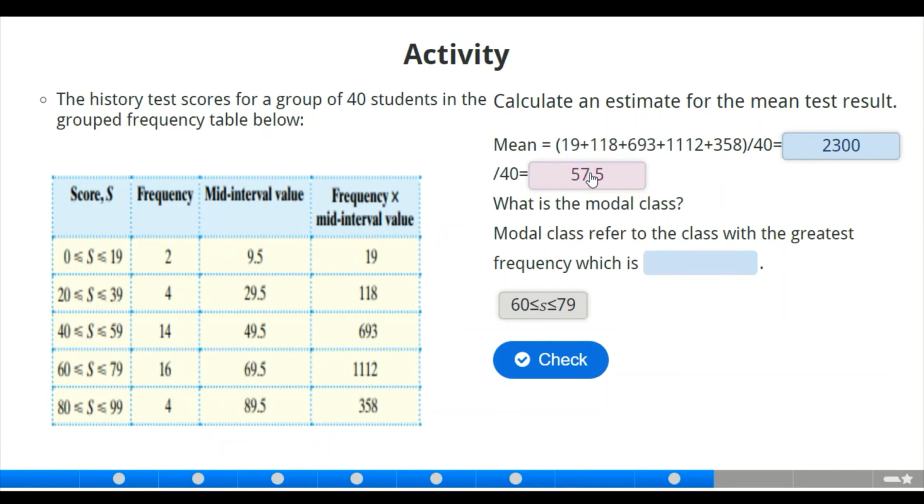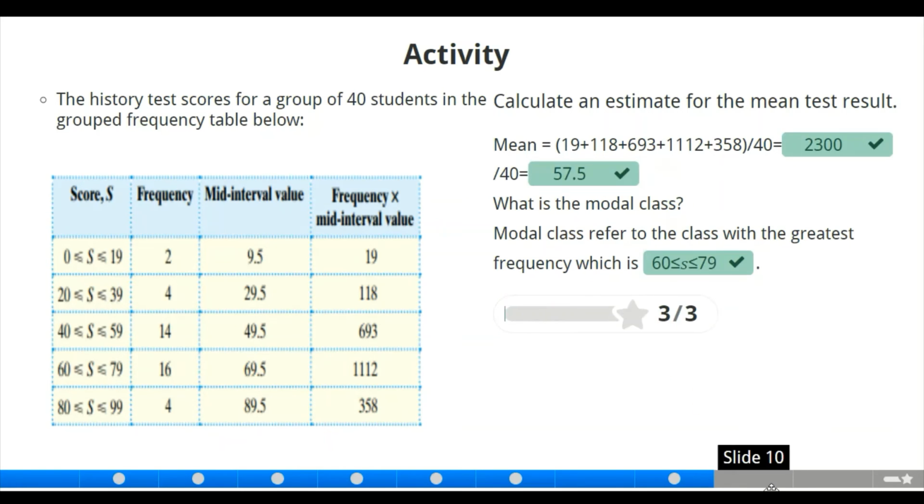Now, the next question is asking, what is the modal class? We've told you that the mode is the highest occurring. So if you look at the modal class, the highest occurring here is what? 16. So the modal class is going to be 60 less than or equal to x less than or equal to 79. And that's the modal class. So let's check. Now we are cool.